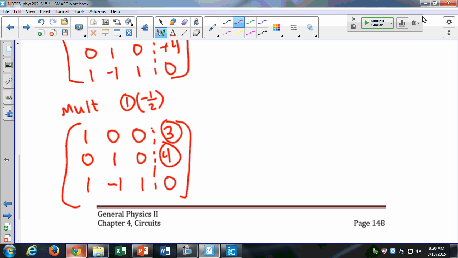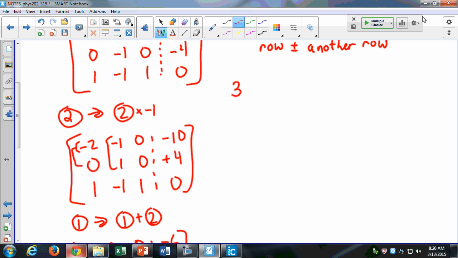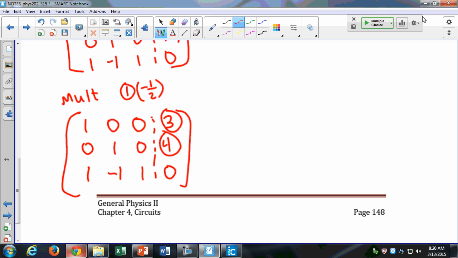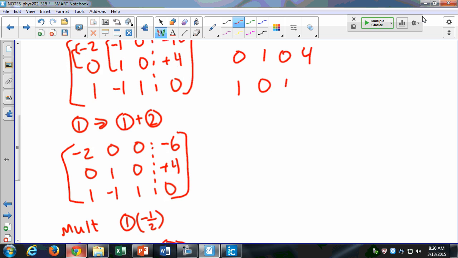All right, y'all hang on just a few more minutes, okay? Just a couple more steps. Now we're going to replace row 3 with row 3 plus row 2. If I do that, I get 1, 0, 0, 3, 0, 1, 0, 4. So I'm adding these numbers. So I'm going to get 1, 0, 1, 4.